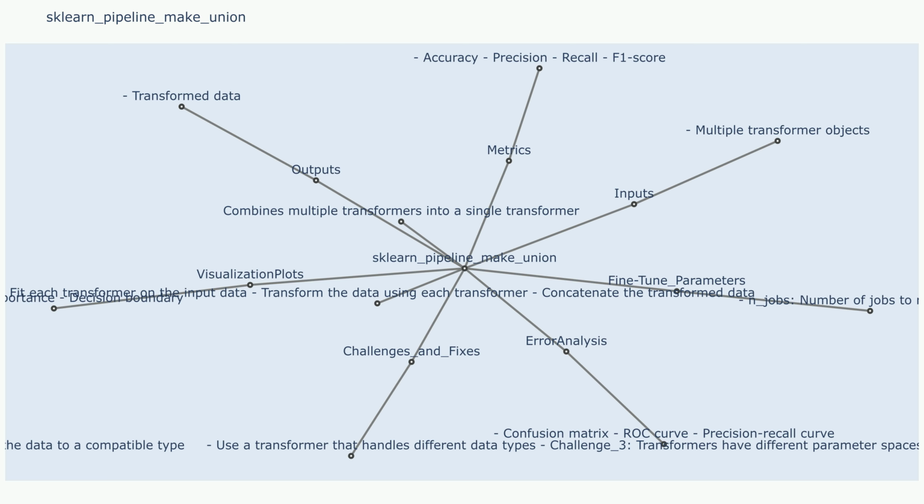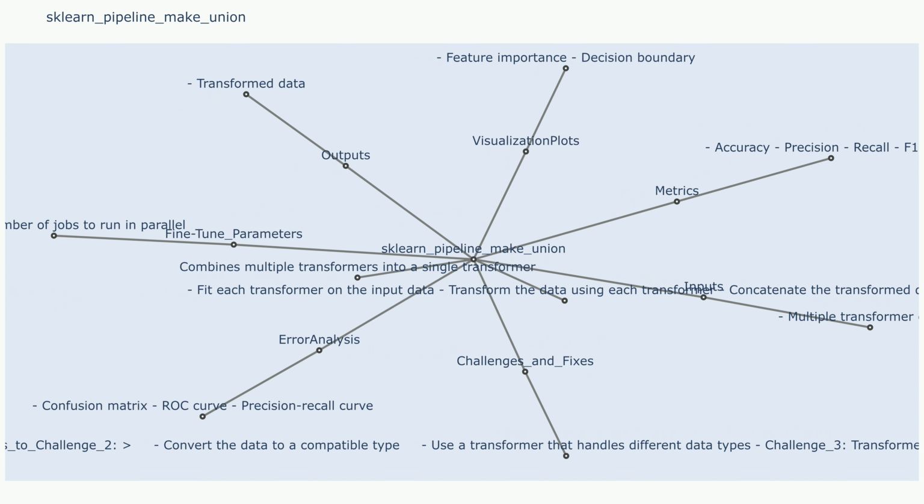sklearn pipeline make union. Description: the make union function in scikit-learn's pipeline module allows you to combine multiple transformer objects into a single transformer. This is particularly useful when you want to apply different transformations to your data before feeding it into a final estimator.